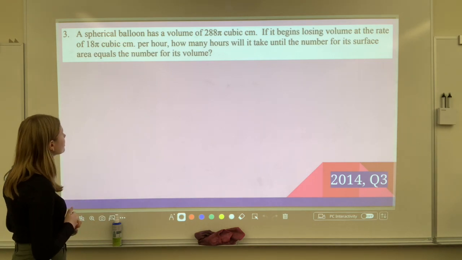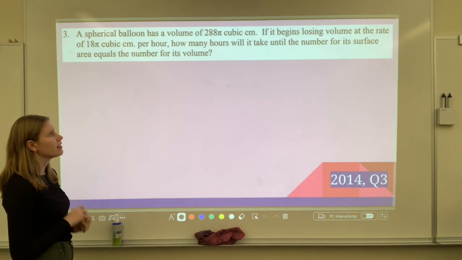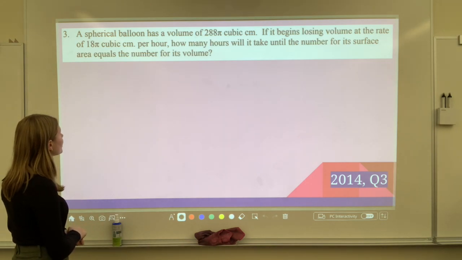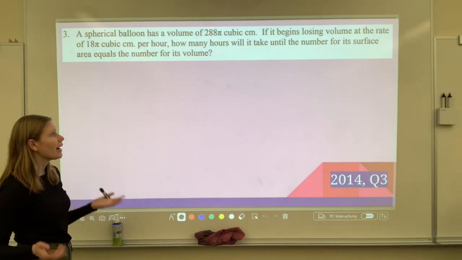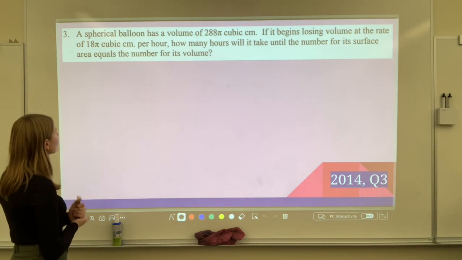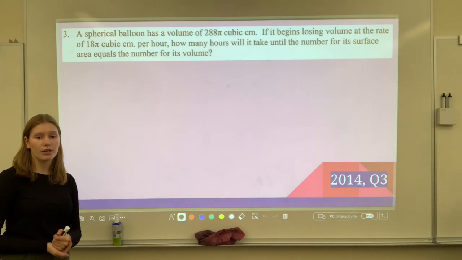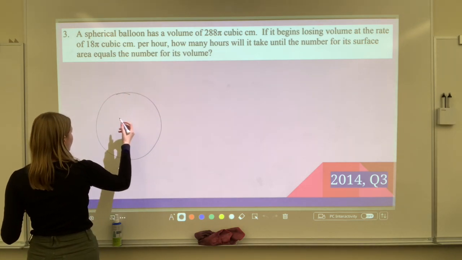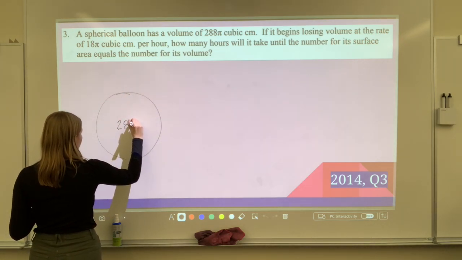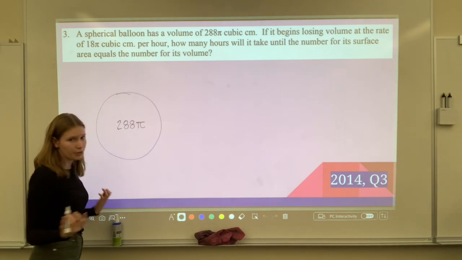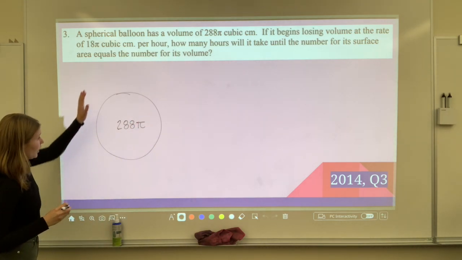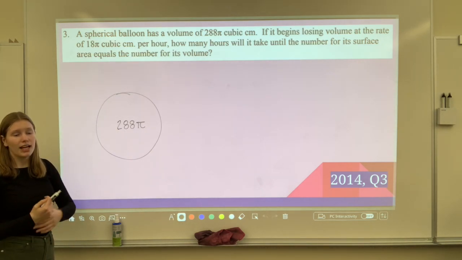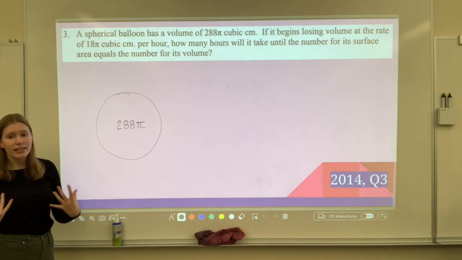Okay, here's the next problem. A spherical balloon has a volume of 288 pi centimeters cubed. If it begins losing volume at the rate of 18 pi cubic centimeters per hour, how many hours will it take until the number for its surface area equals the number for its volume? Alright, so I'm going to draw our spherical balloon here, and we're going to say 288 pi is our volume.